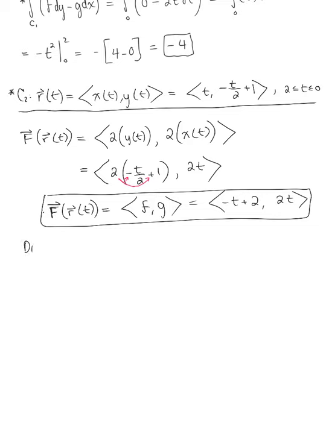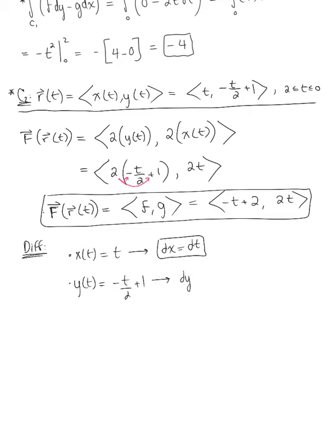And we need to find our differentials now. So again, we're using the coordinates of the parametric description of c sub 2. So we have that x of t here is defined as t. So dx equals dt. We have the component y of t, which is defined here as minus t divided by 2 plus 1. So the derivative of y with respect to t is equal to minus 1/2 dt.